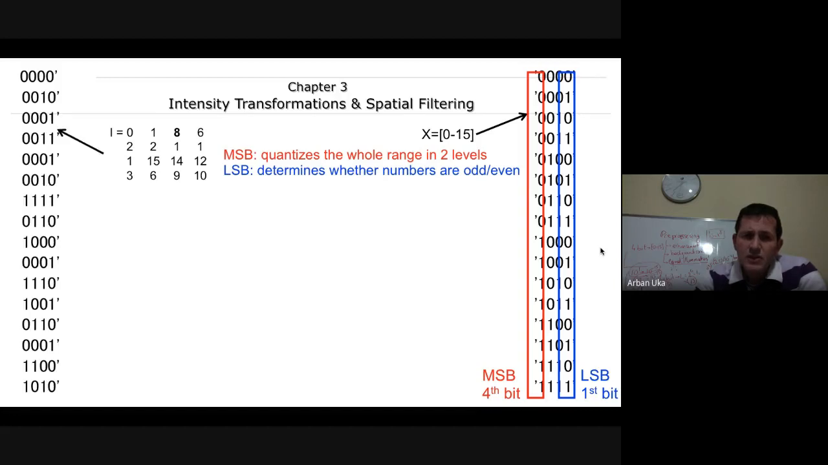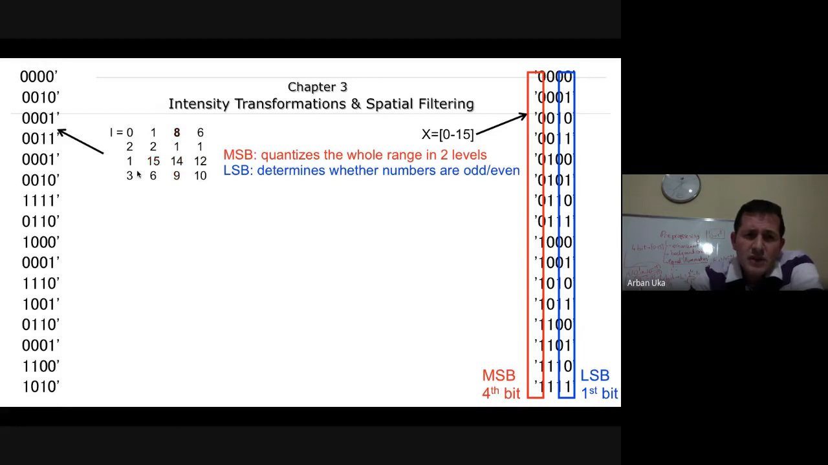Now, these numbers that we see here in this 4x4 matrix are shown here. The 0 is 0, 0, 0, 0. The 2 is 0, 0, 1, 0. The 1, which is the third element in the first column, if we count downward, is 0, 0, 0, 1. The 3 is 0, 0, 1, 1, and so on. So these are the numbers which are shown here.